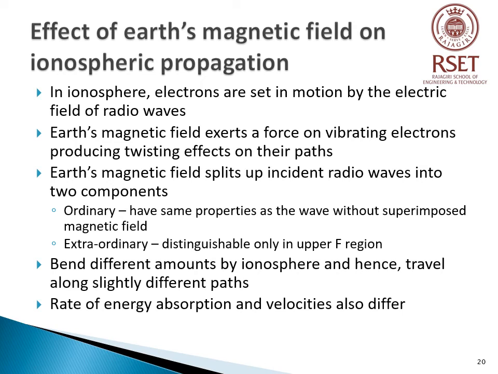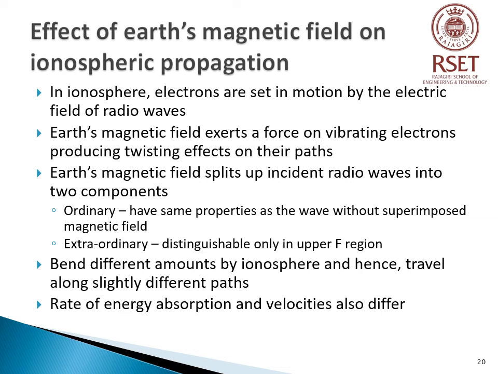Moving on to the last topic of this discussion, effect of Earth's magnetic field on ionospheric propagation. A radio wave propagating in an atmosphere which is not ionized is not affected by the Earth's magnetic field, but in an ionized medium, that is ionosphere, electrons are set in motion by electric field of the radio wave, and then Earth's magnetic field exerts a force on vibrating electrons, producing twisting effect on their paths.